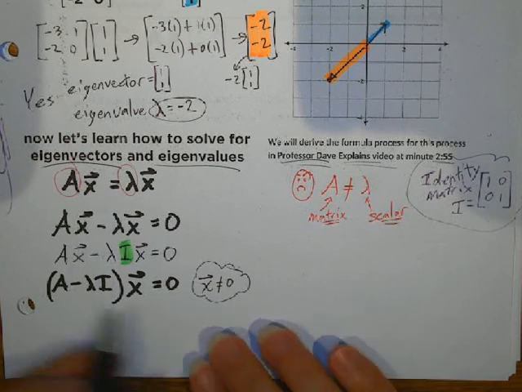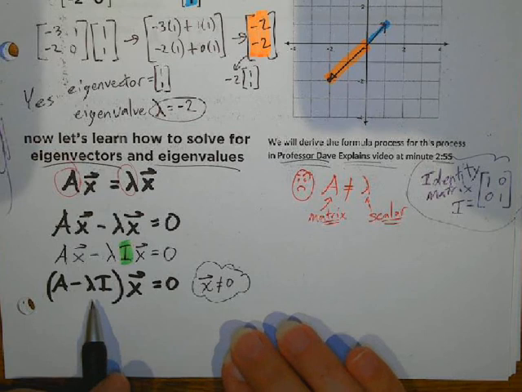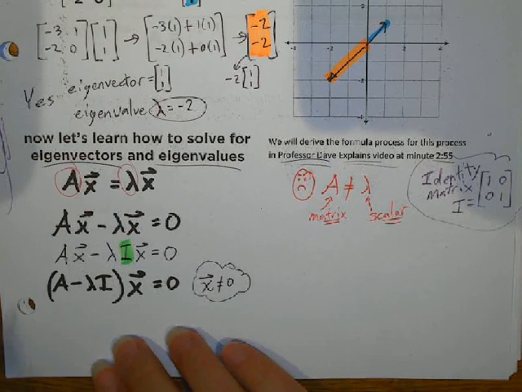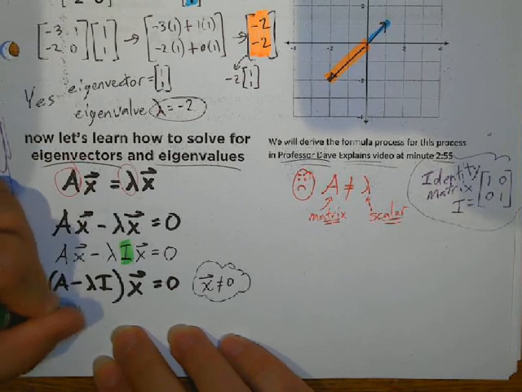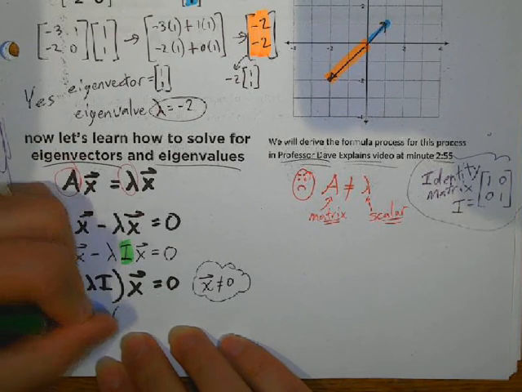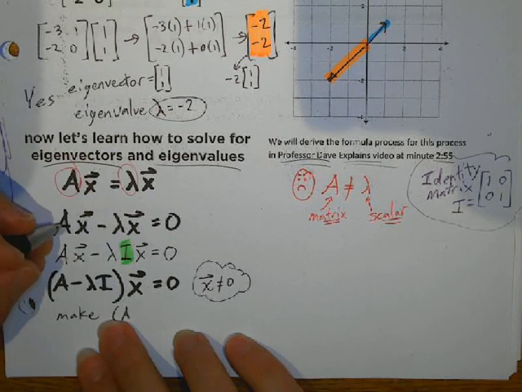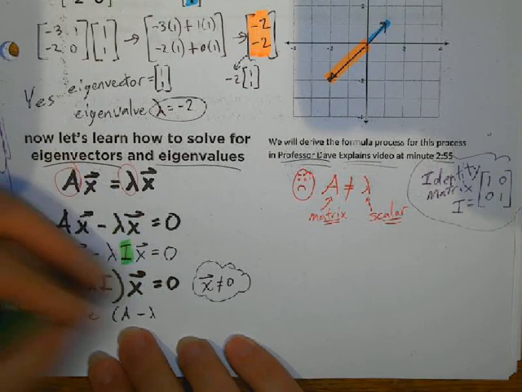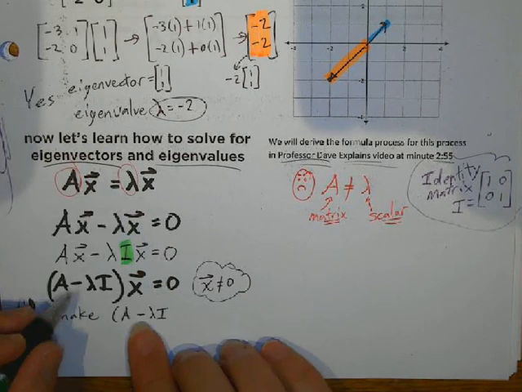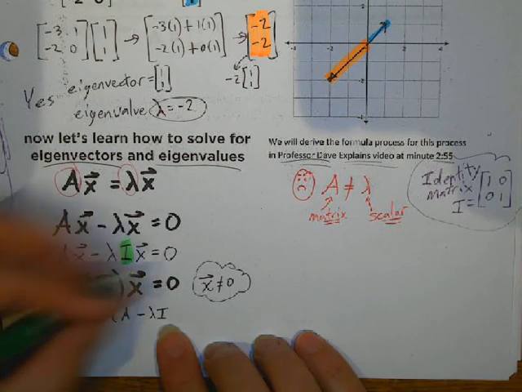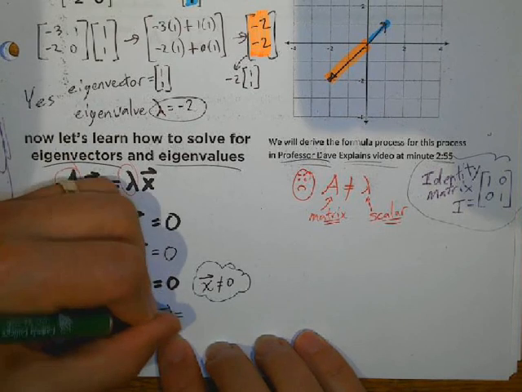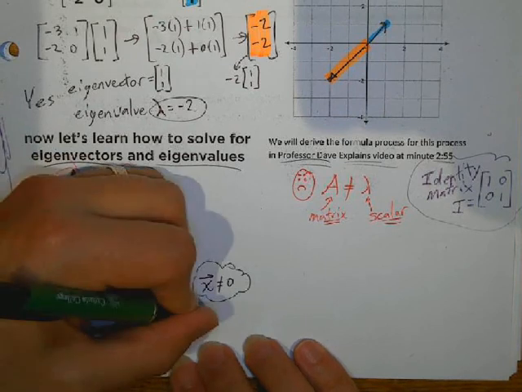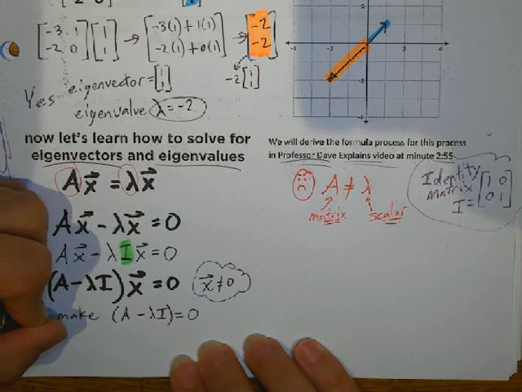So in order to make this left side equal to 0, we need to make the square matrix A minus our eigenvalue times the identity matrix equal to 0. And in order to do that, we have to make the determinant equal to 0.